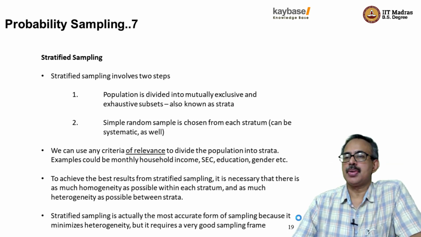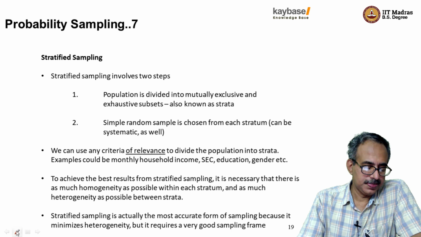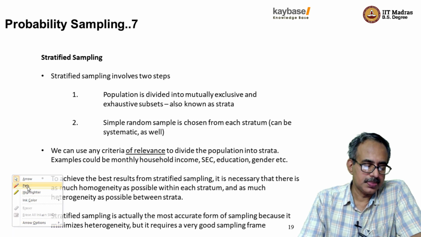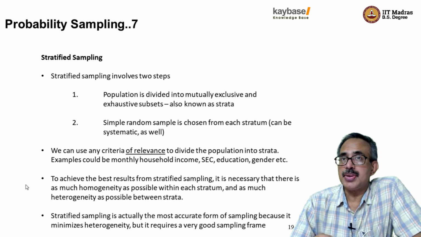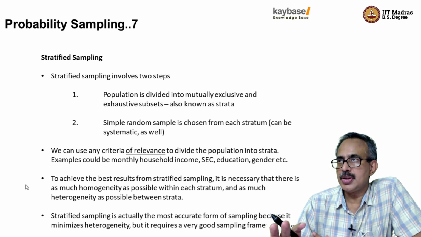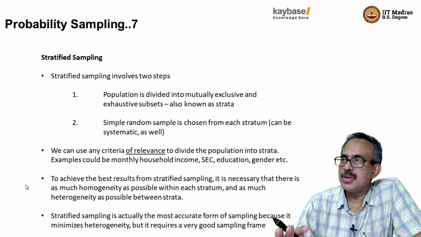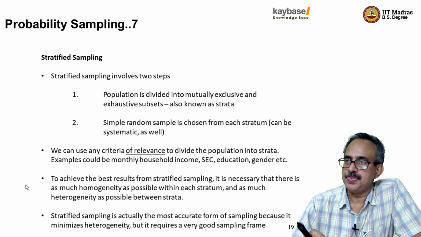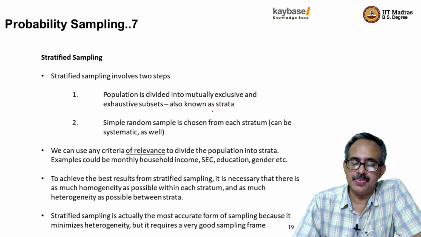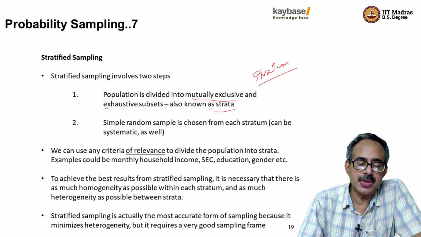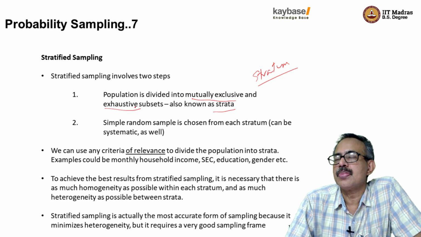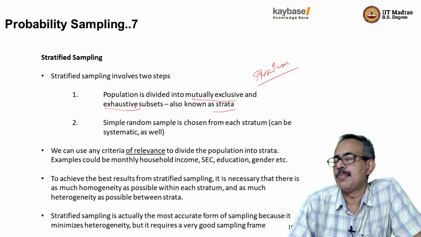Right. So let's talk about stratified sampling. The population is divided into mutually exclusive and exhaustive subsets. Okay? And this is known as strata. The singular is stratum. The plural is strata. Now, can you tell me what the terms mutually exclusive and exhaustive mean? You will find these terms very common in statistics and therefore very common in market research as well.